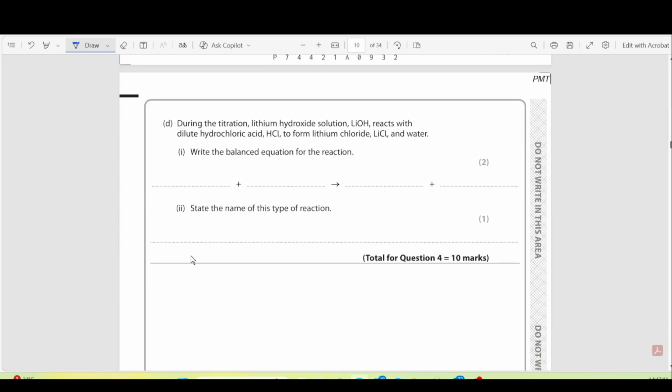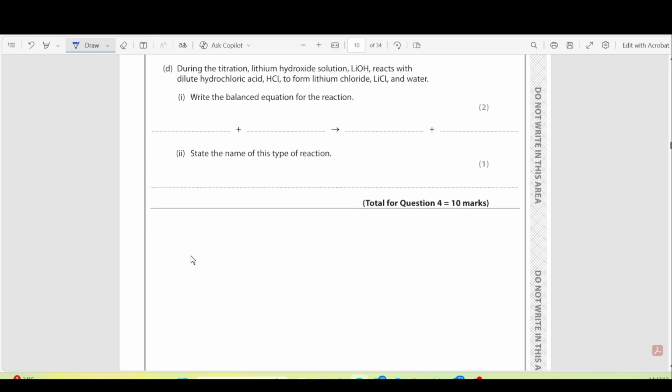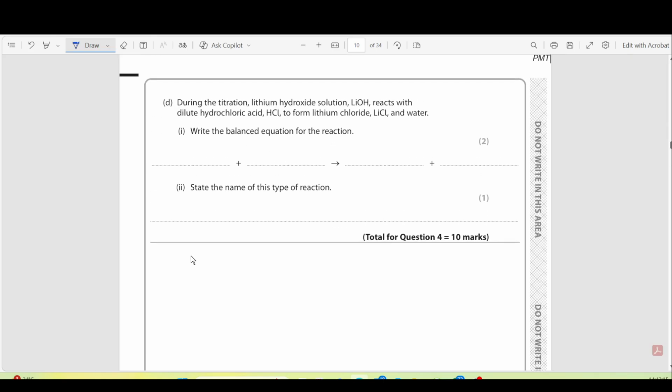Next question is, during the titration, lithium hydroxide reacts with dilute hydrochloric acid, and it forms lithium chloride and water. So we have to write a balanced equation. First, lithium hydroxide is reacting with hydrochloric acid, so HCl. What is formed, we write on the right side: lithium chloride and water, which is H2O.